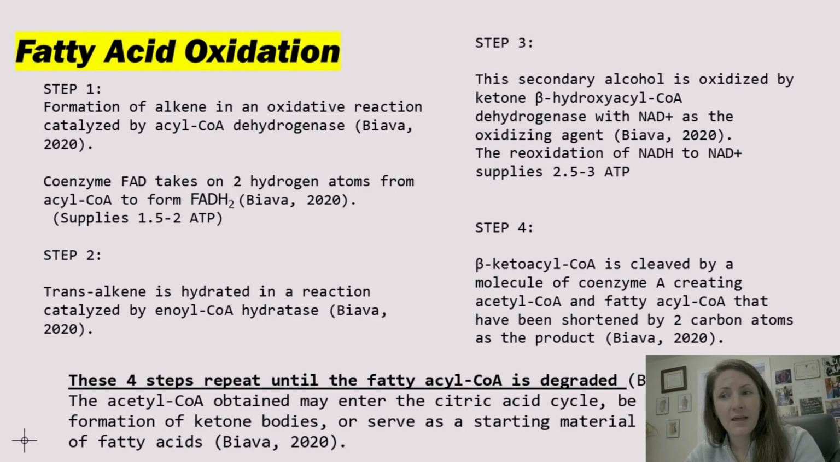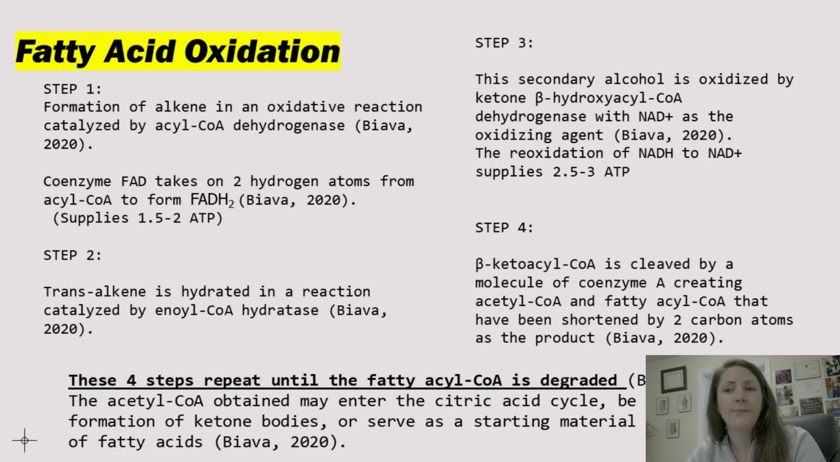In step 3, the secondary alcohol is oxidized to a ketone by beta-hydroxyacyl-CoA dehydrogenase, with NAD as the oxidizing agent. Then reoxidation of NADH to NAD supplies 2.5 to 3 ATP in the process. In step 4, the beta-ketoacyl-CoA is cleaved by a molecule of coenzyme A, which creates acetyl-CoA and a fatty acyl-CoA that has been shortened by 2 carbon atoms as the product.